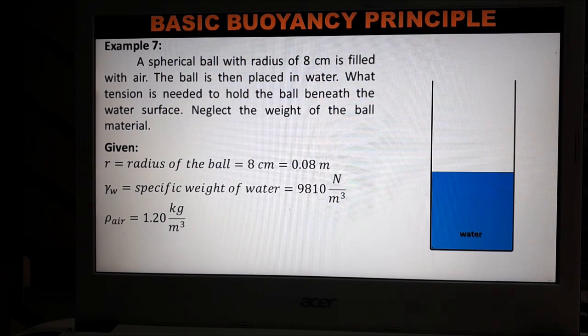Now, since the density of air is very small in comparison with the density of water, which is 1,000 kilogram per cubic meter, it is quite impossible for the ball to sink beneath the water surface, not unless an external force is applied. And that's what we're going to solve. That is represented by the arrow going down.